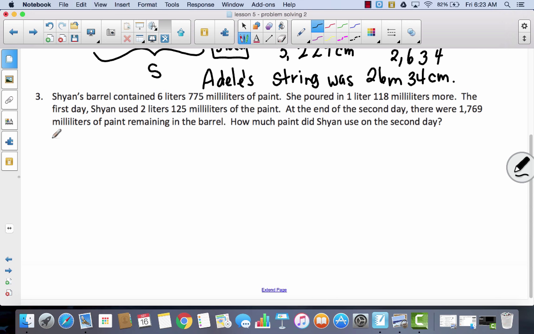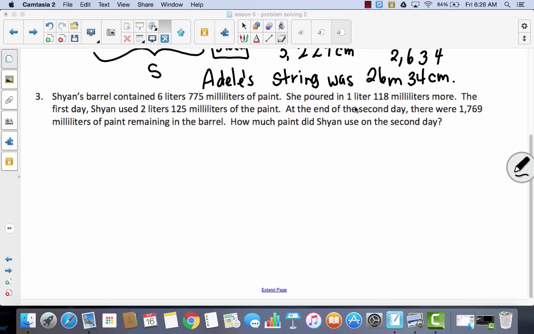All right, so we're going to begin by reading. Cheyenne's barrel contained 6 liters, 775 milliliters of paint. She poured in 1 liter, 118 milliliters more. The first day, Cheyenne used 2 liters, 125 milliliters of paint. At the end of the second day, there were 1,769 milliliters of paint remaining in the barrel. How much paint did Cheyenne use on the second day? Okay, there are a lot of numbers in this. We're just going to break it down and take it one part at a time.